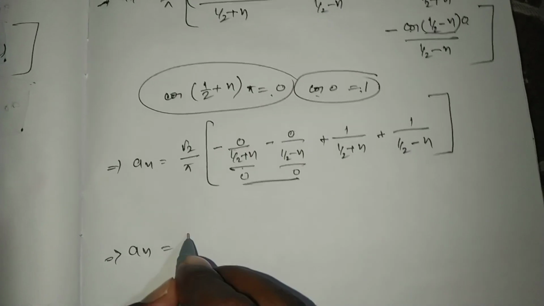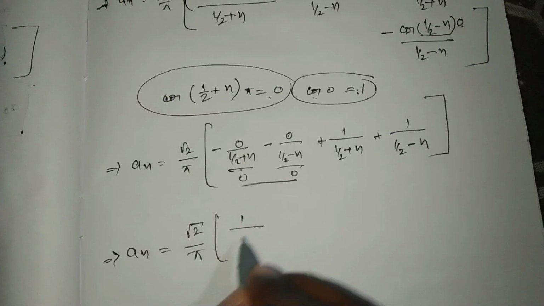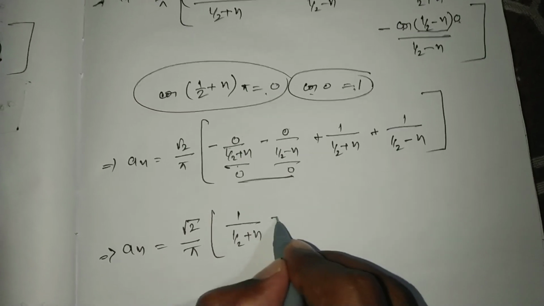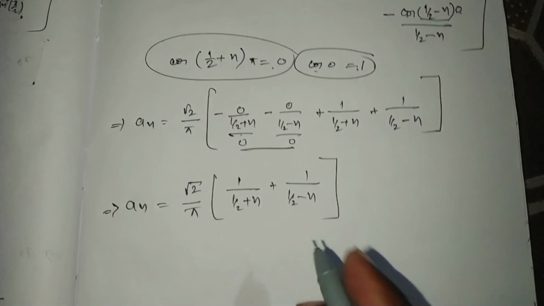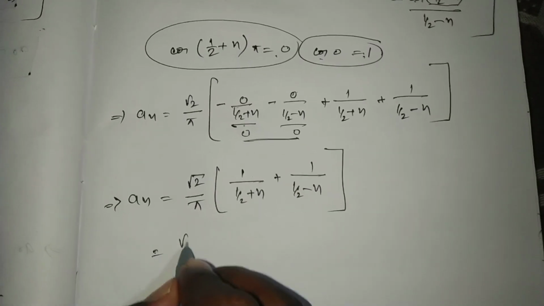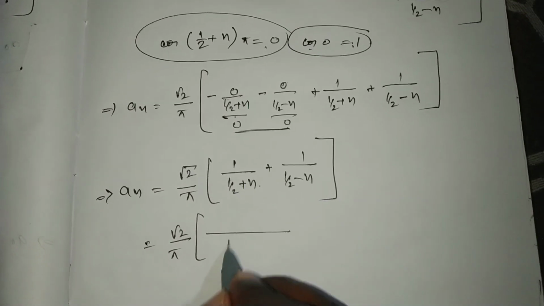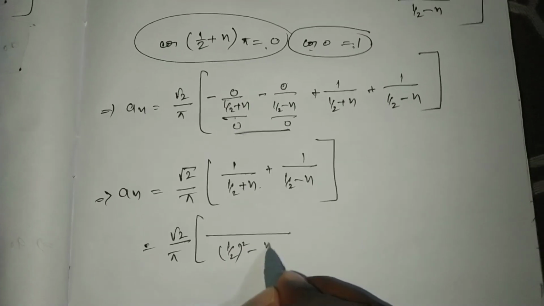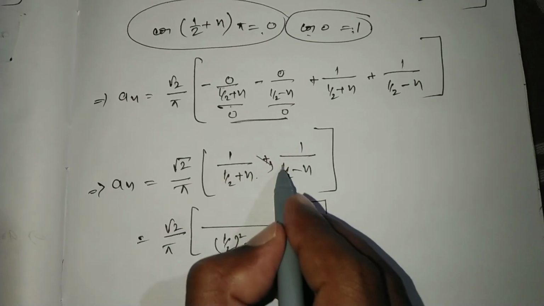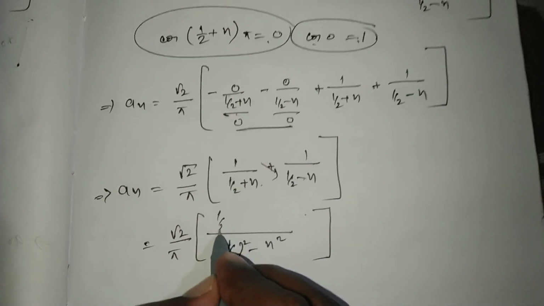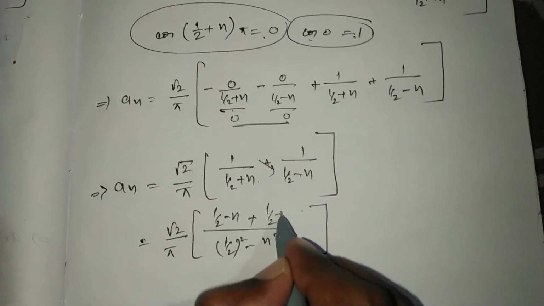An is equal to root 2 by pi whole into, 1 by 1/2 plus n, plus 1 upon 1/2 minus n. Now taking LCM, that is equal to root 2 by pi whole into, LCM is (a plus b) into (a minus b), a square minus b square, into cross multiplication: 1 into (1/2 minus n) plus 1 into the first denominator, 1/2 plus n.